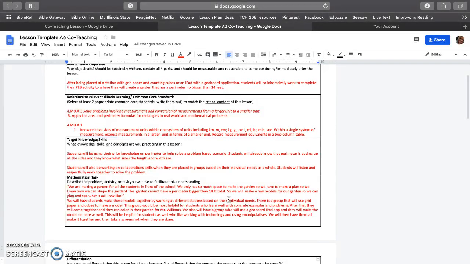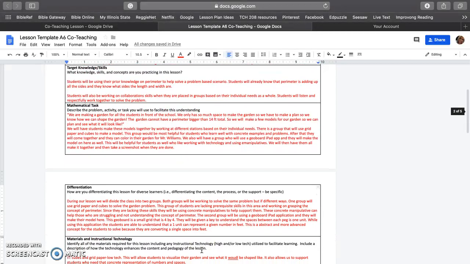And then we have a second standard that is more towards knowing the relative size of measurements, and that is understanding that a cube is one unit that equals a foot. The students will already have prior knowledge of perimeter, so they're going to work collaboratively together to solve the task.